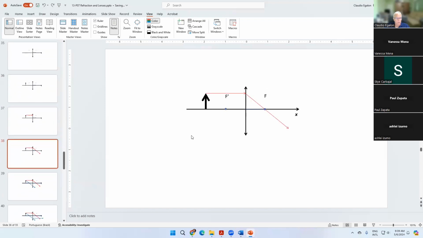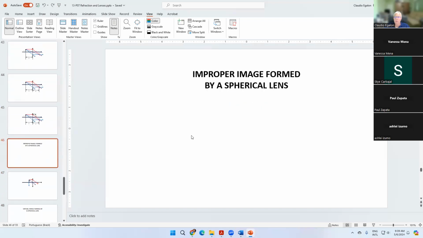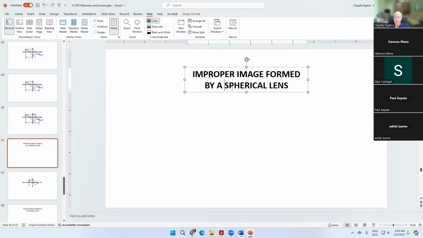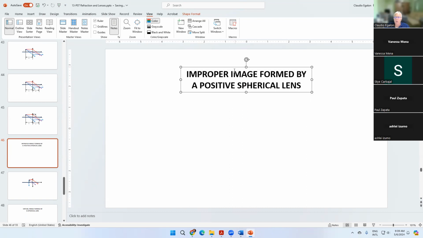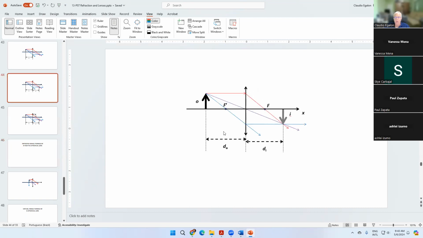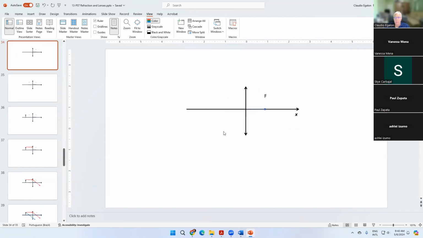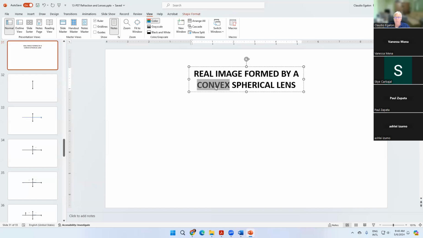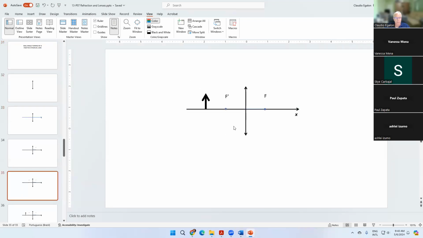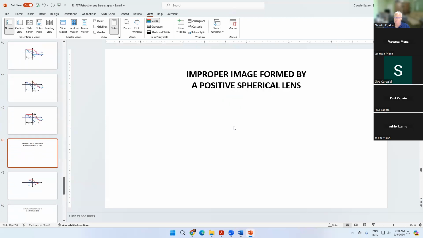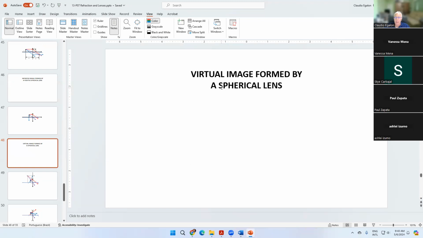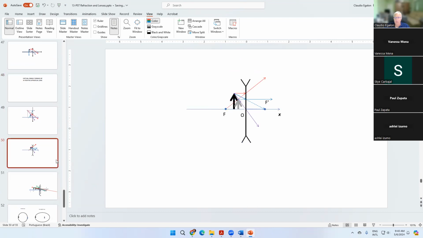Real image. Here, improper image by a convex. Even better, positive. Instead of convex, we say positive. Virtual image formed by a positive spherical lens. Now we repeat the same thing for this other one.